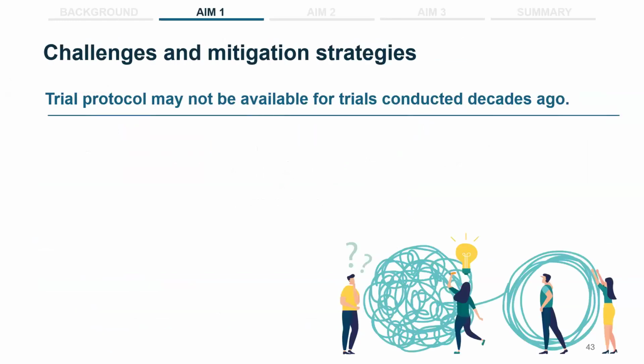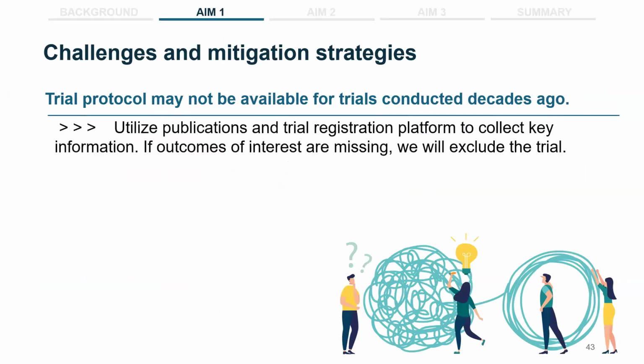In this aim, the biggest concern is that the first version of the protocol, or later versions, may not be available for trials, especially for the trials that were conducted decades ago. So for this, we're going to utilize publications and trial registration platforms, maybe also the FDA database, to collect key information. And if the outcomes that we are interested in aim 2 are missing, then we will have to exclude the trial.